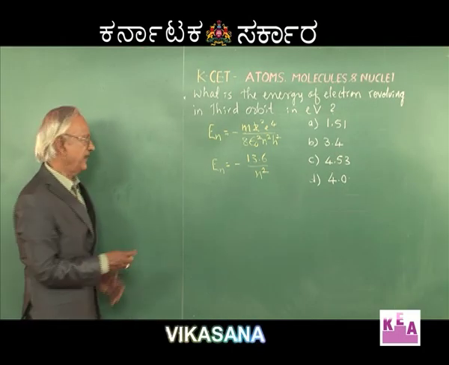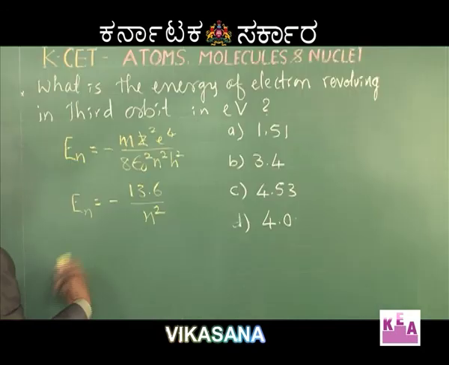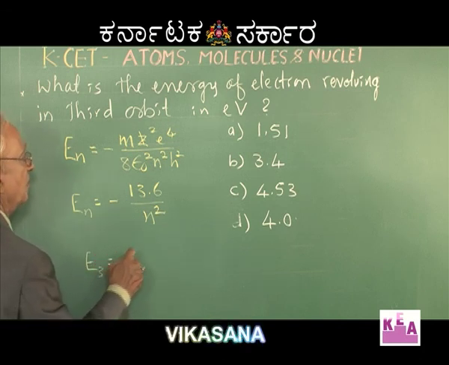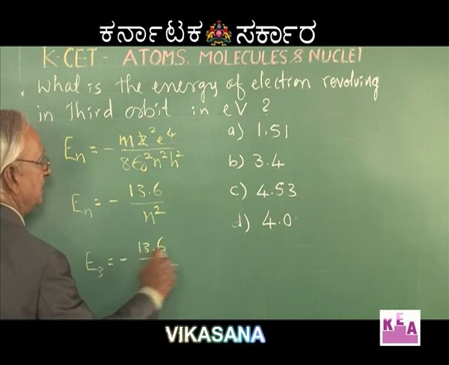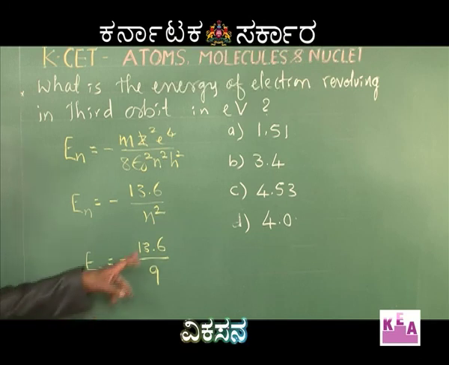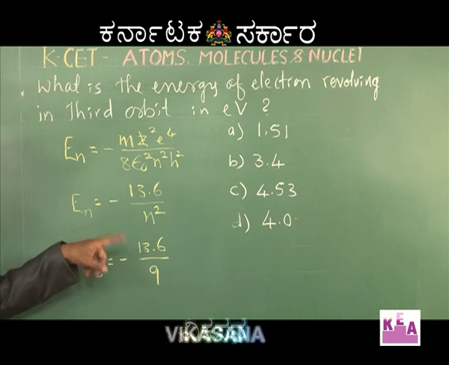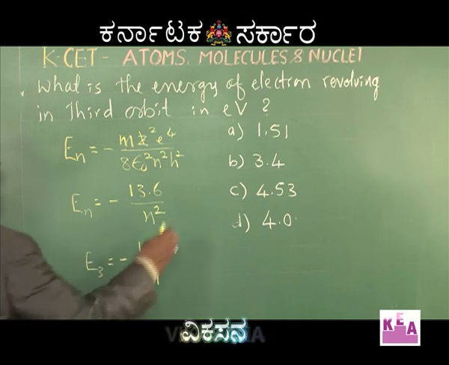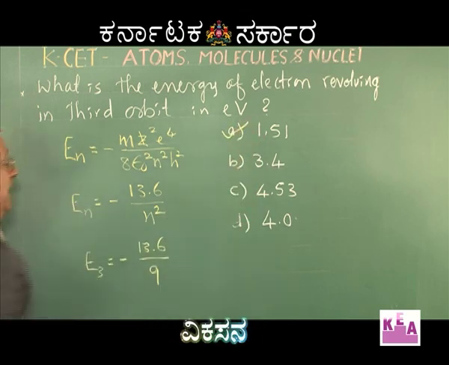Now if you substitute the values, for the first orbit n is 1, second orbit it is 2, and the third orbit they have asked, it is 3. So you would get E3 is equal to minus 13.6 divided by 3 square, which is 9. Just pause for a while here and look at the options. If you divide 13.6 by 9, only the first option is correct. So the correct option here is A.